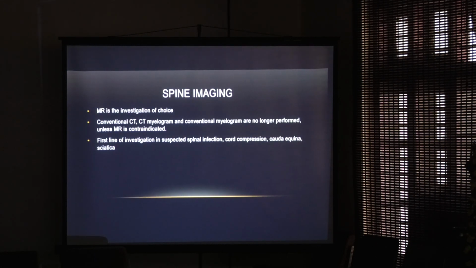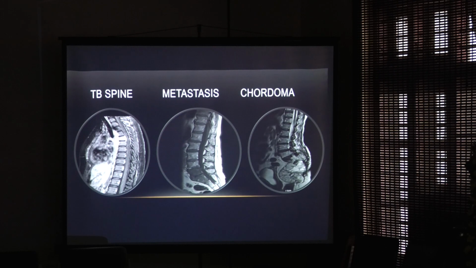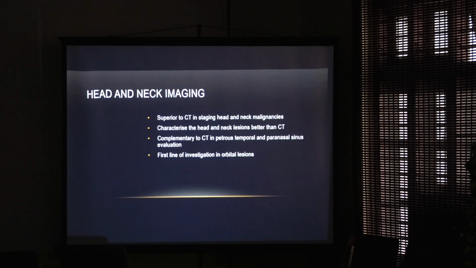Coming to spine imaging, MRI is the investigation of choice in suspected infections, cord compression, cauda equina, etc. We all know the most common pathology is disc pathology. Here we can see a moderate disc bulge obliterating the bilateral neural foramina and compressing the nerve root here. Spinal infections, TB spine, spine metastasis, spinal tumors like chordoma. Head and neck imaging, MRI is always superior to CT in staging head and neck malignancies.